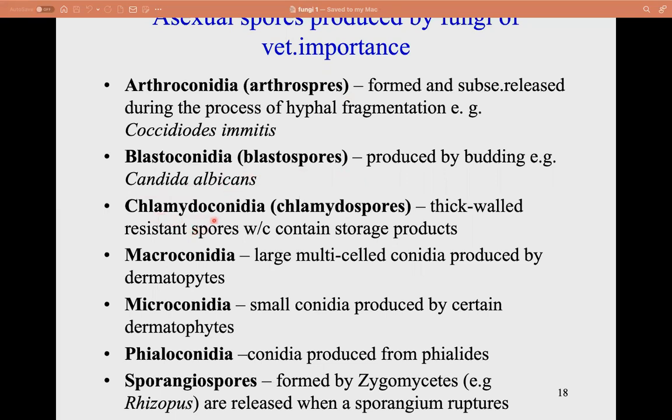And then we have also the chlamydoconidia or chlamydospores, thick-walled resistant spores which contain storage products. Macroconidia are large multi-celled conidia produced by dermatophytes. Also, microconidia are produced by dermatophytes, but micro means small conidia. Phialoconidia are produced from phialides, and sporangiospores are formed by zygomycetes, released when the sporangium ruptures. An example of the fungi that produce sporangiospores is Rhizopus.